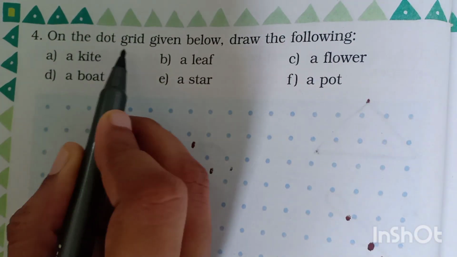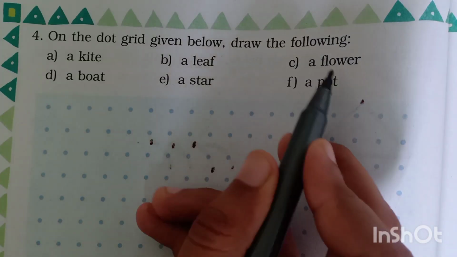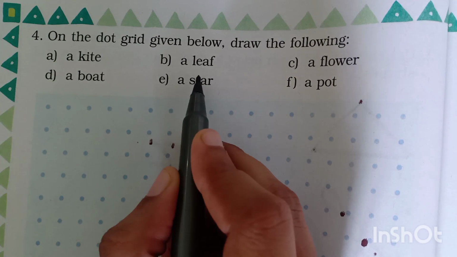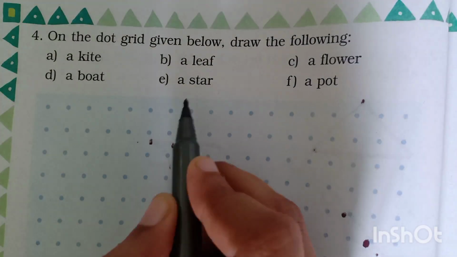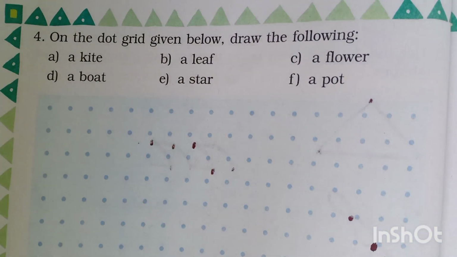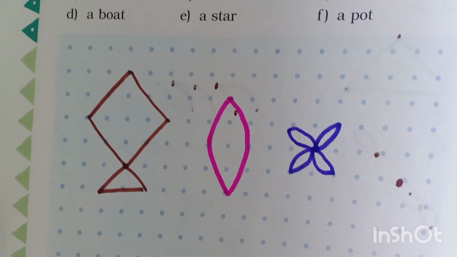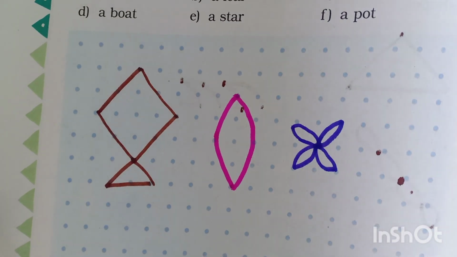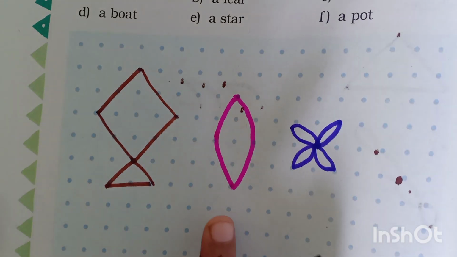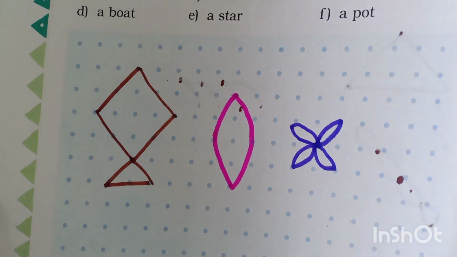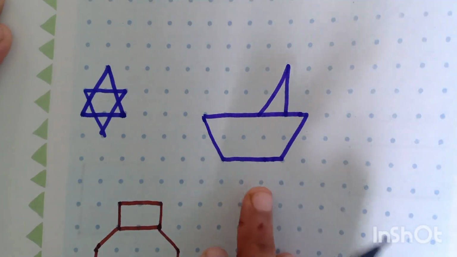On the dot grid given below, draw the following: a kite, a leaf, a flower, a boat, a star, a pot. Now you can draw an example like this: a kite, leaf, flower, boat, star, pot.